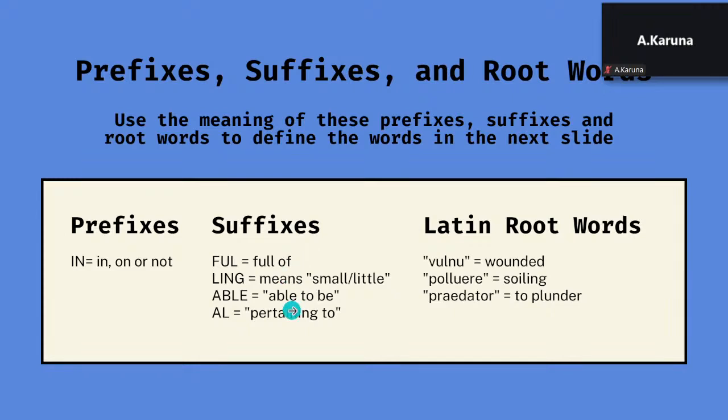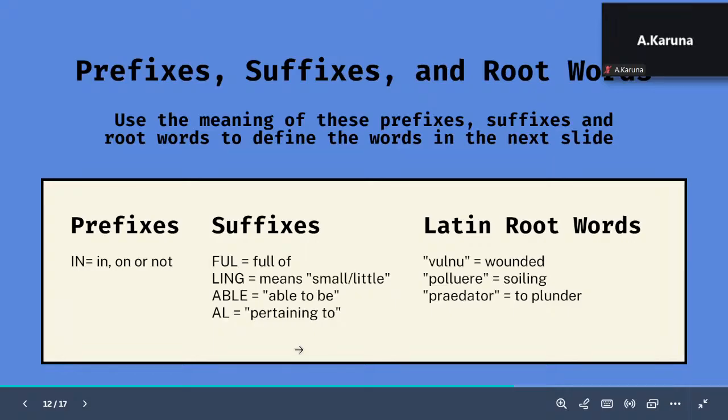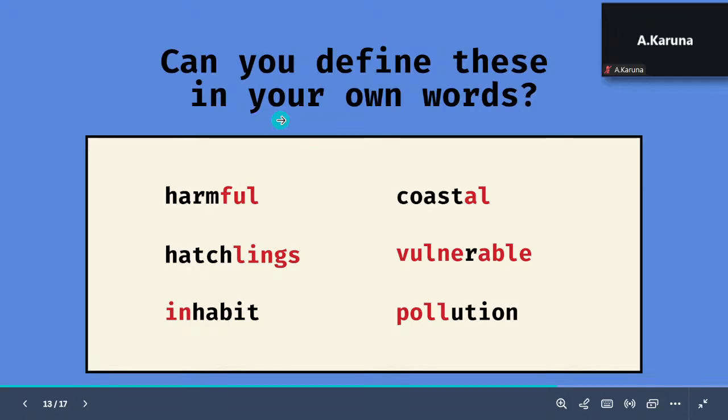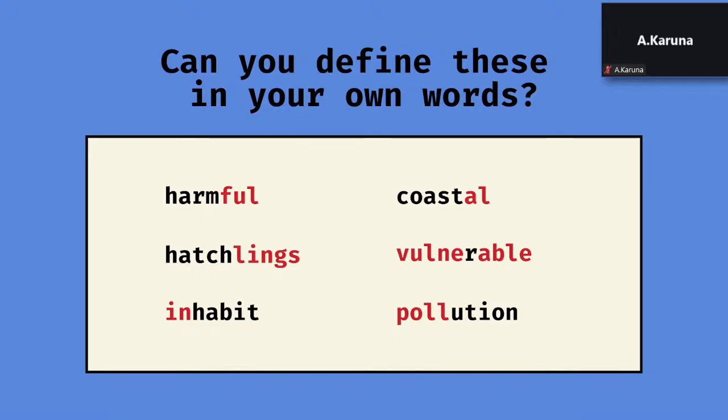The next one, ling, means small, little, able to be, pertaining to. And Latin words: vulnus is wounded, pollure is soiling, and predator is to plunder. We won't go over each one. I can't give examples for each one right now because we're running out of time. But this is basically just some of them, just the common words. So can you define these words? Can you define these in your own words?